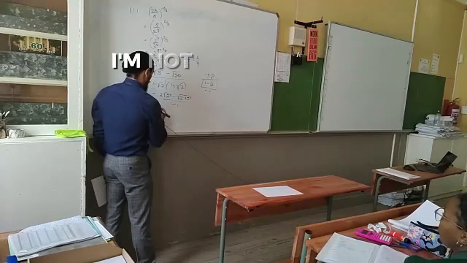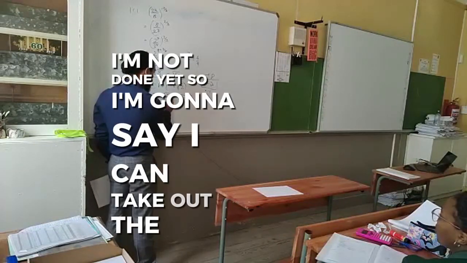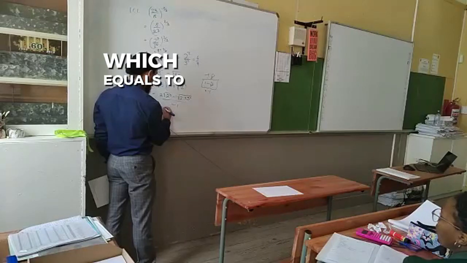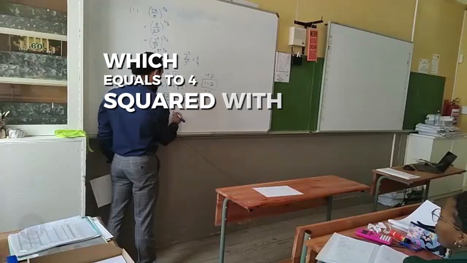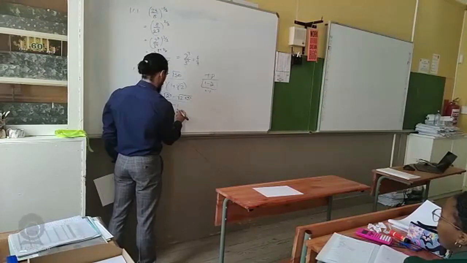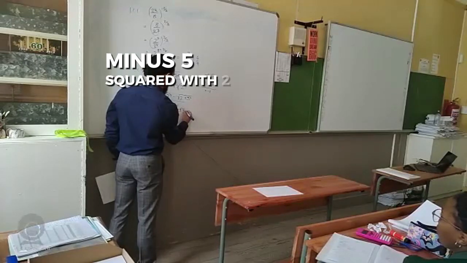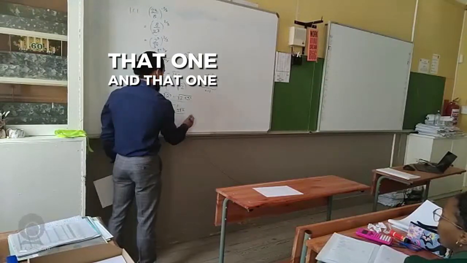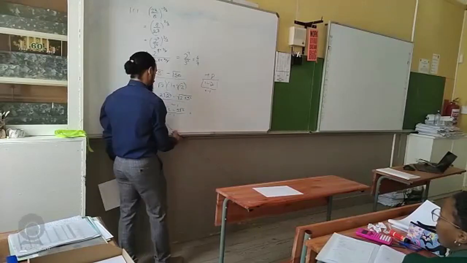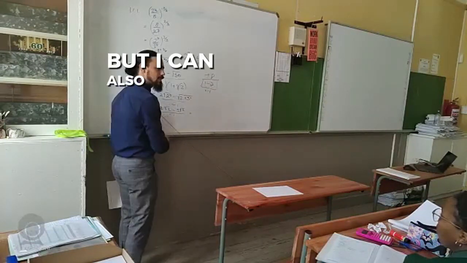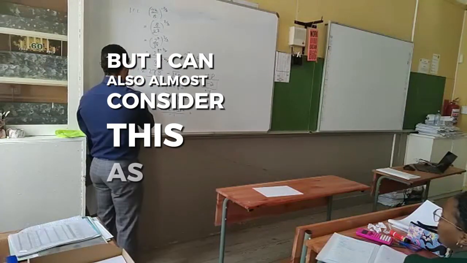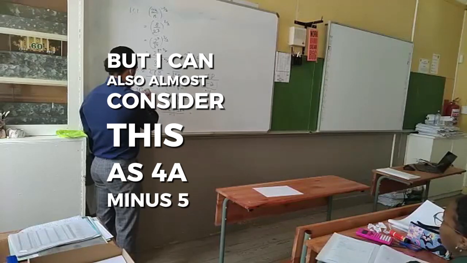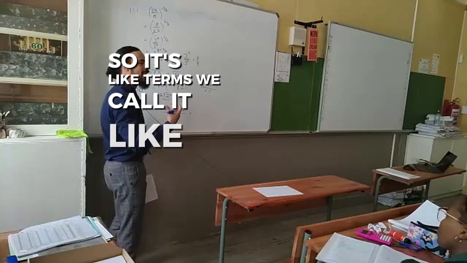I'm not done yet, so I can take out the 2, there remains a 2, so that becomes 2 times 2, which equals 4 square root 2 minus, what can I take out here? Minus 5 square root 2 and negative 1. I can take out a common factor, but I can also almost consider this as 4a minus 5a. So it's like terms. We call it like surds.